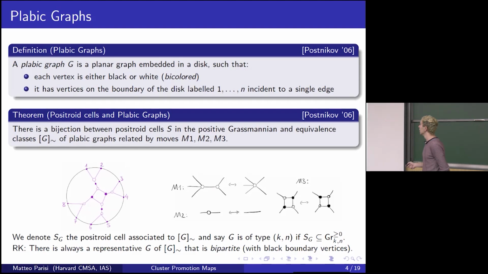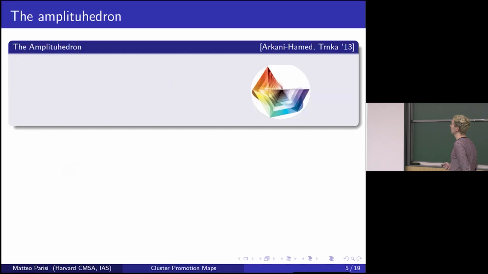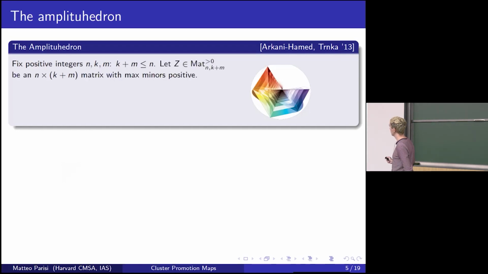later. Okay, so let's move to defining the amplituhedron. So if we fix three positive integers such that k plus m is less than or equal to n, and we fix a matrix Z that is n times k plus m that has all maximal minors positive, we can use this matrix to define a map from the positive Grassmannian that we saw before to a smaller Grassmannian k comma k plus m, just simply by matrix multiplication.